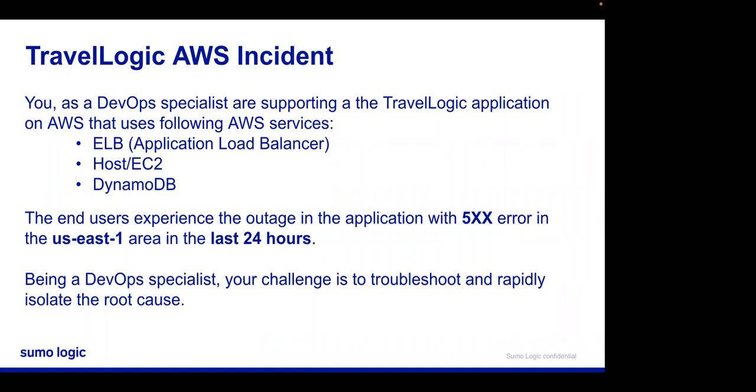Now, the end users here have experienced an outage in the application with a 5XX error. Could have been a 501, 502, 504, whatever, in the US East 1 region over the last 24 hours. So our mission, should we decide to accept it, is we are going to log in, take a look at it, and troubleshoot it. And we are going to use the root cause explorer, and we're going to use metrics to identify this. So that's what we're going to do.